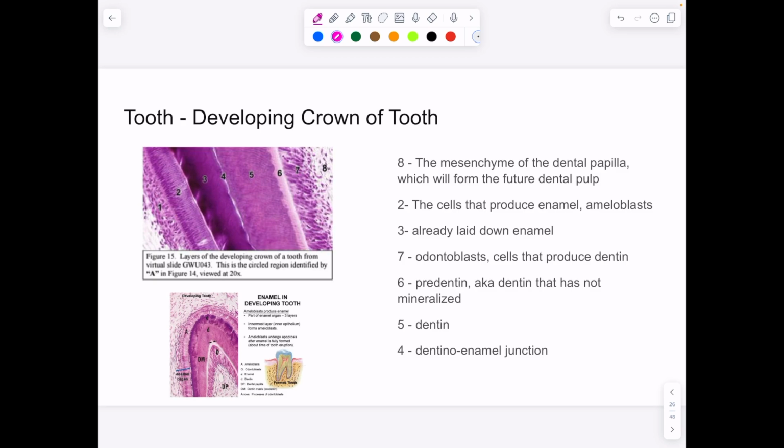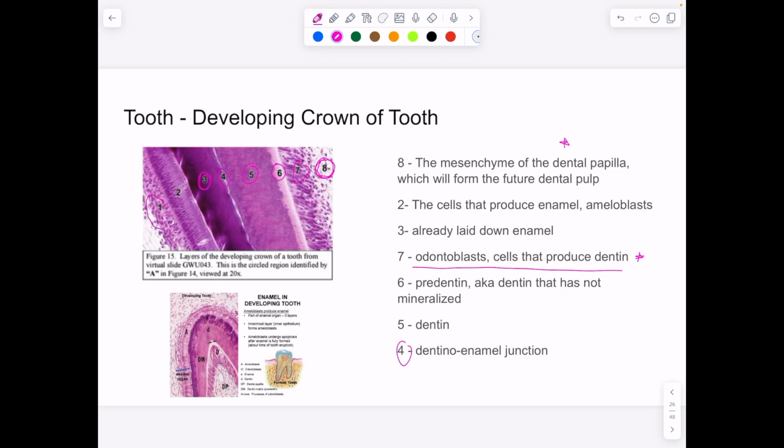laid down. So starting right here, we're at the pulp area. This is the mesenchyme of the dental papilla, which will form the future pulp. Then deep to that, we have our odontoblasts, which produce dentin, but specifically they're producing predentin, which will harden into dentin. And then you have our dental enamel junction right here, which means that this is enamel that's been laid down. Remember that our ameloblasts are on the top surface.